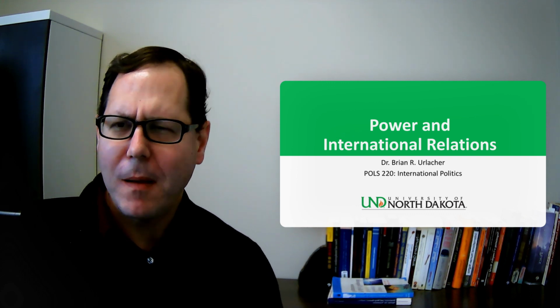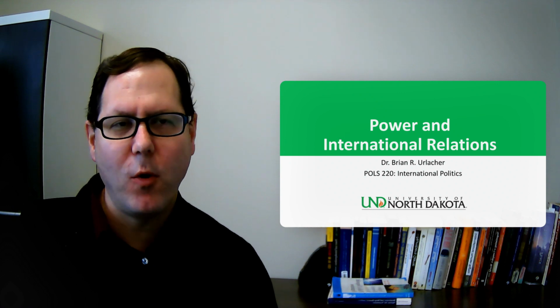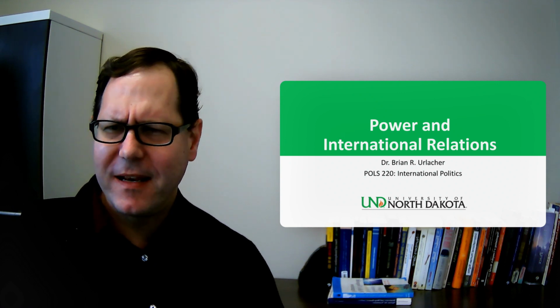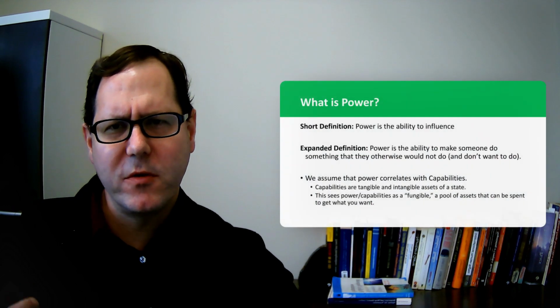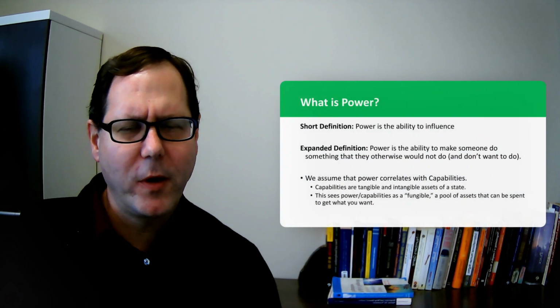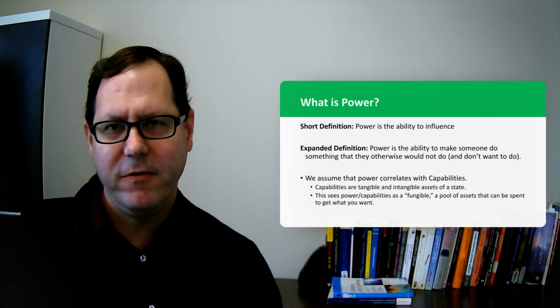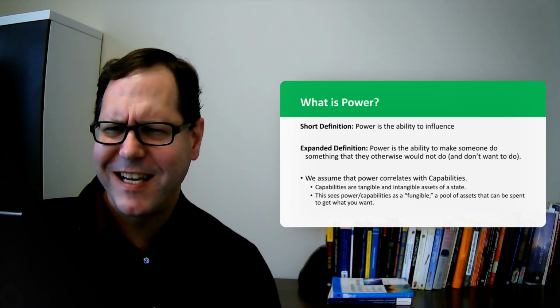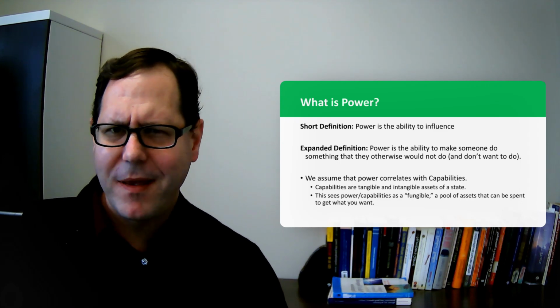So we're going to talk about probably one of the most foundational concepts in all of political science, the concept of power, and thinking about that in terms of international politics and how that works. If we're just looking for a quick and dirty definition of power, we might go with the ability to influence. Which I think is sort of the shorthand definition that most political scientists use.